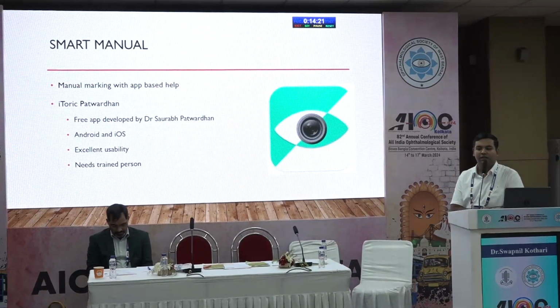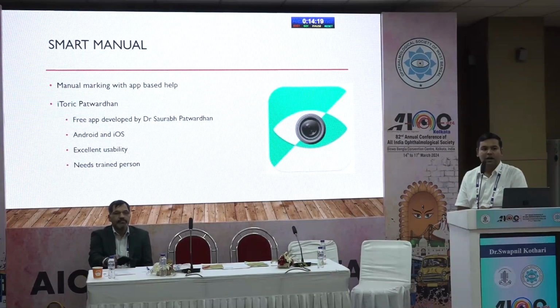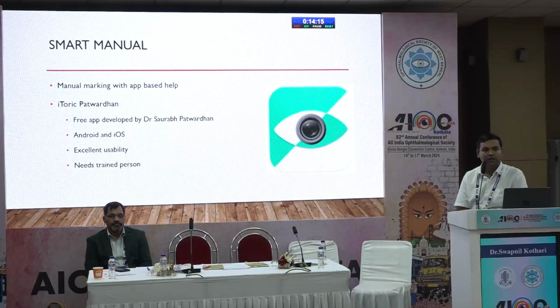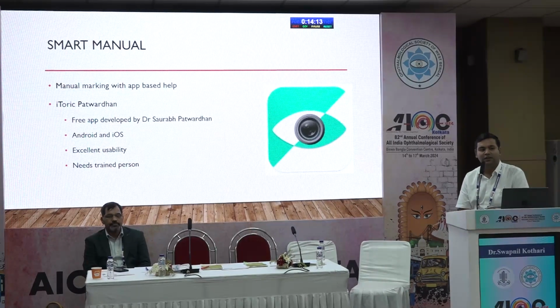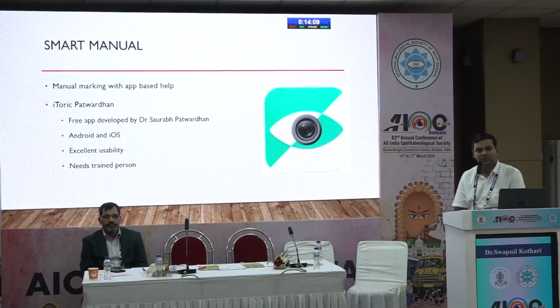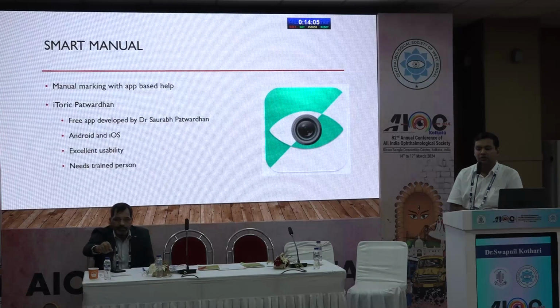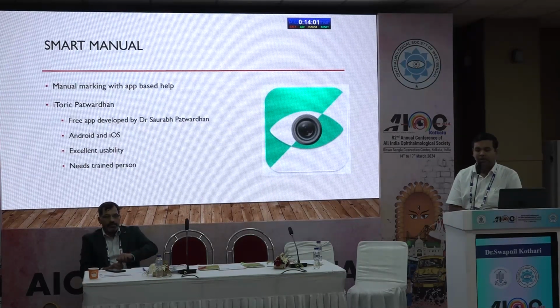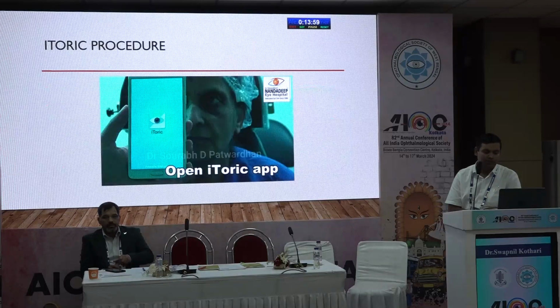Manual is basically you are doing the manual marking and trying to calibrate it using some smartphone apps. The most common one in India which is being used is iToric Patwardhan. This is a free app which is available on iOS as well as Android, and it has been developed by Dr. Saurabh Patwardhan. It's excellent in terms of usability, but requires a trained person to operate.